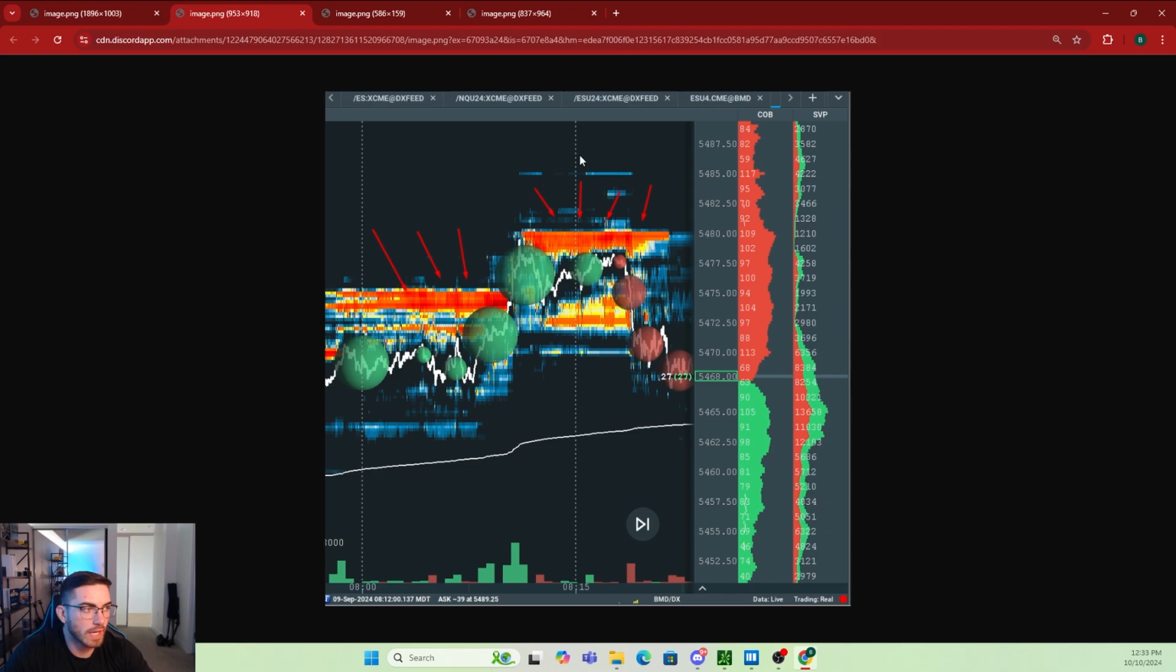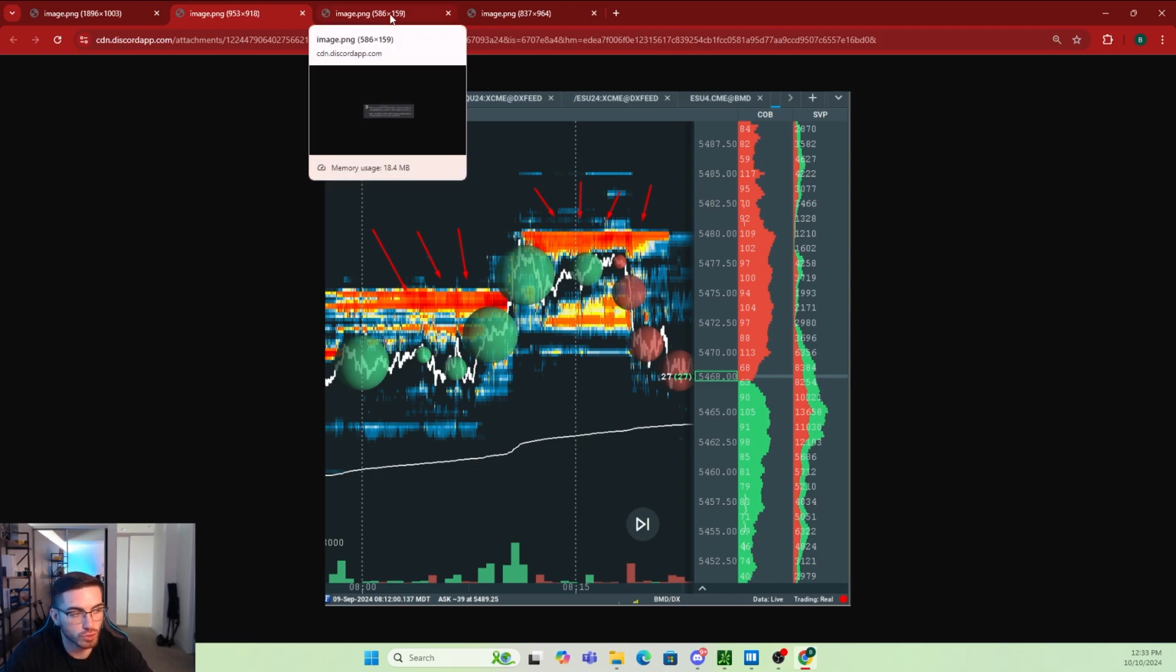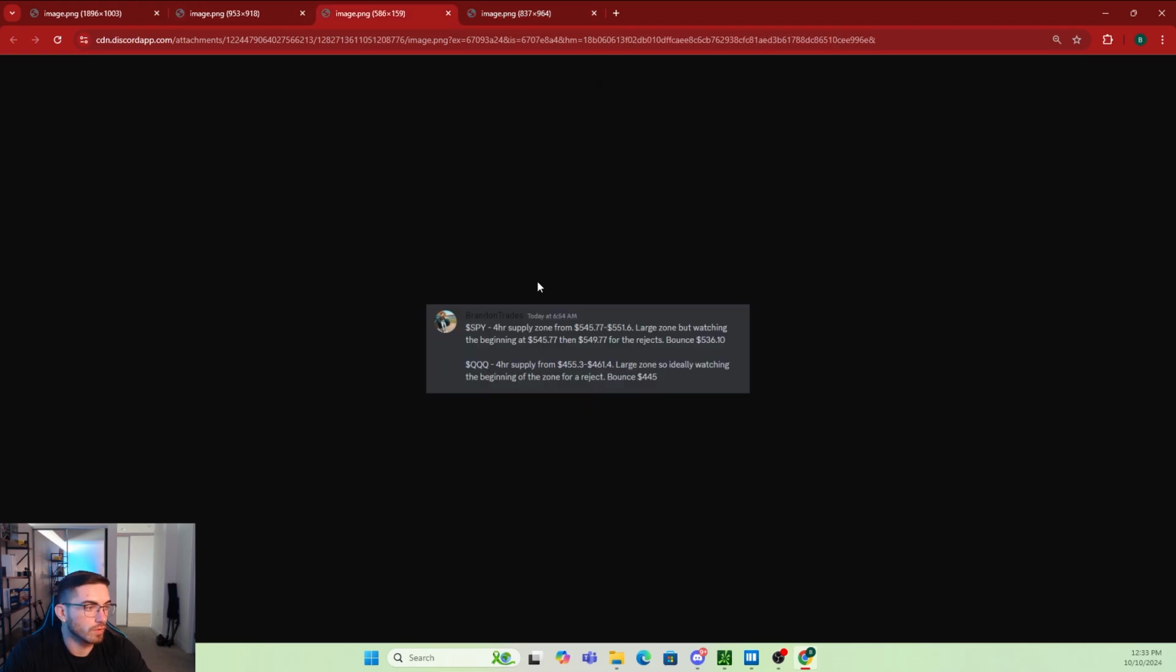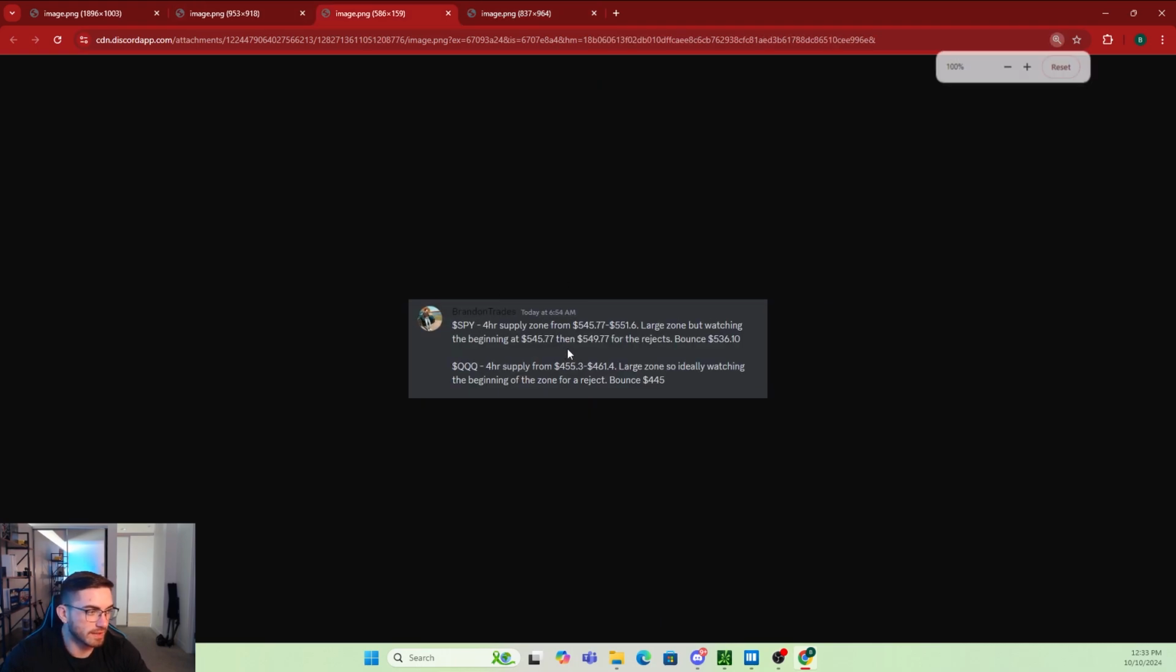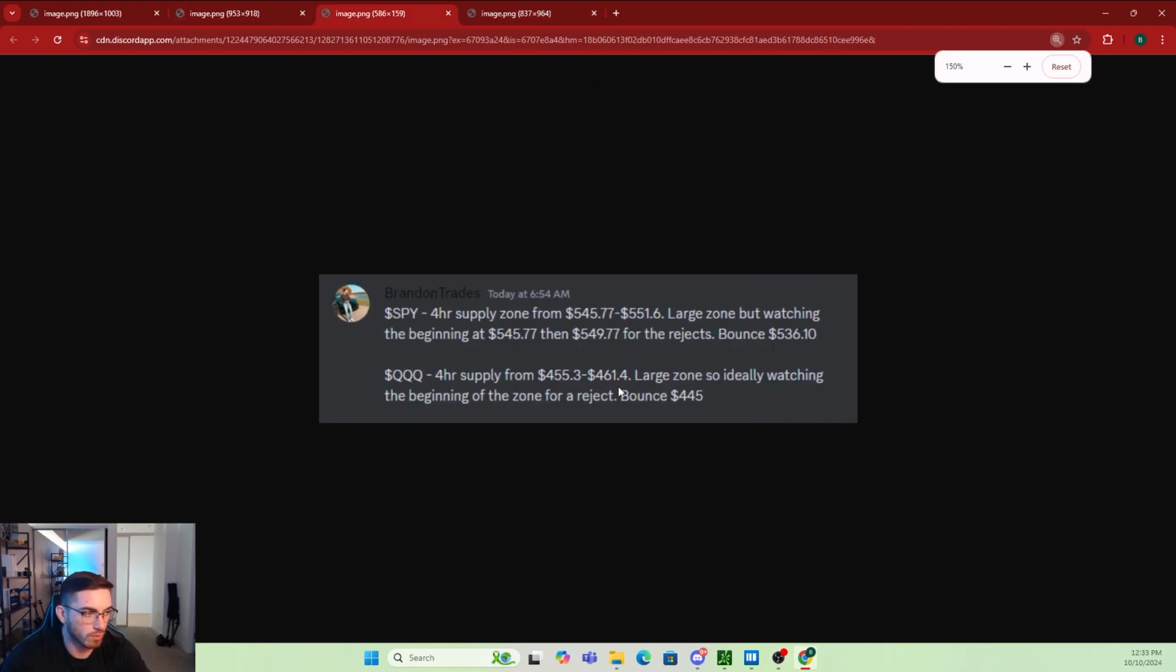I want to go ahead and show you guys one more scenario where I used this to my advantage to capture a beautiful short entry on QQQ. So looking at my morning notes, what I said is I was watching QQQ for a 4-hour supply zone at 455.3 to 461.4. It was a larger zone, so ideally watching the very beginning, and then SPY as well was in a 4-hour supply zone.